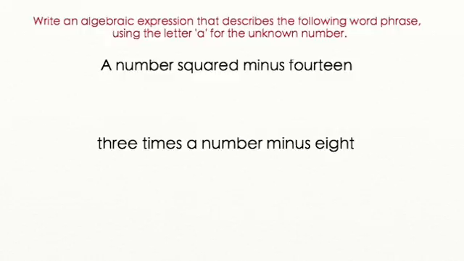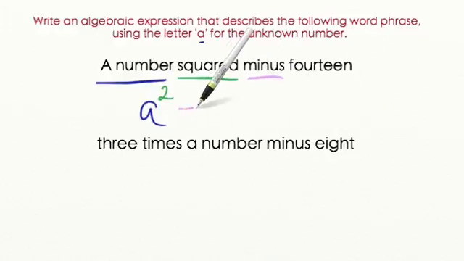A number squared minus 14. So we know that a number is going to be represented by the letter or variable A. And since we're going to be squaring this number, that means that we're going to use an exponent. So I'm going to put our squared symbol at the top. Minus, that means that we need to use subtraction for our next step in this variable. And lastly, we have the number 14. So we have now written an expression using this word sentence to be able to say A squared minus 14.